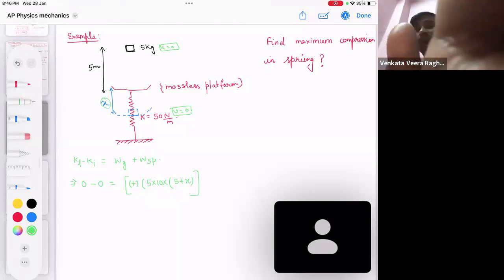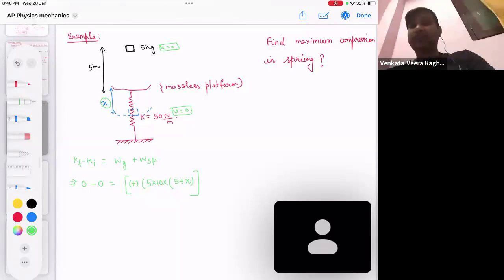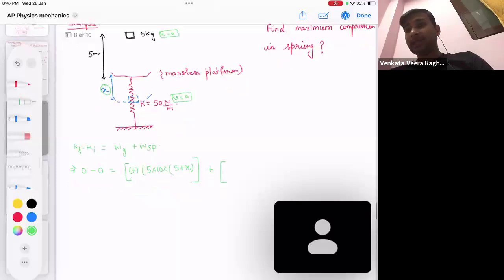Gravity is always working, isn't it? From the initial to the final point, gravity is always working. So the work done by gravity will be plus mg into h, the height difference between the initial and final point. It is 5 plus x, plus the work done by spring. Please tell me how much the work done by spring will be? Negative will come. Why negative? Because the spring is getting compressed. How much is that? Half.